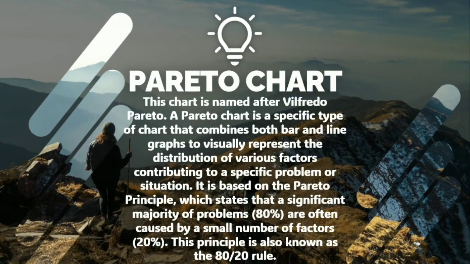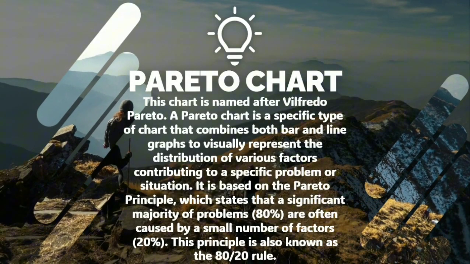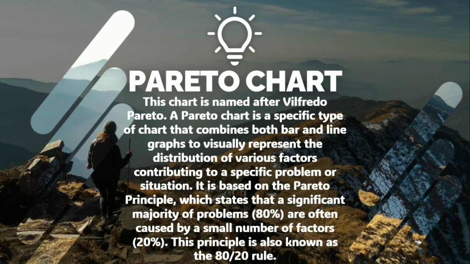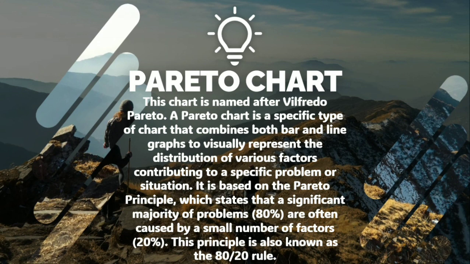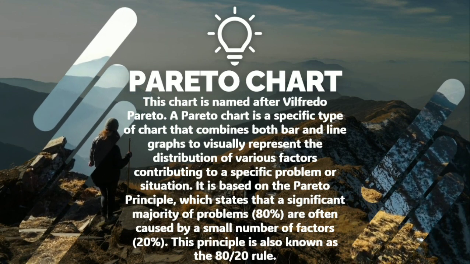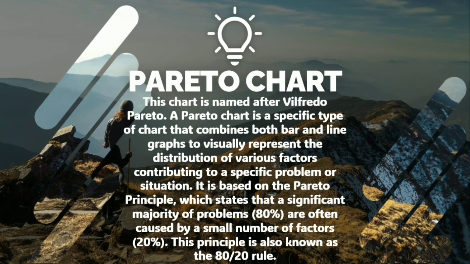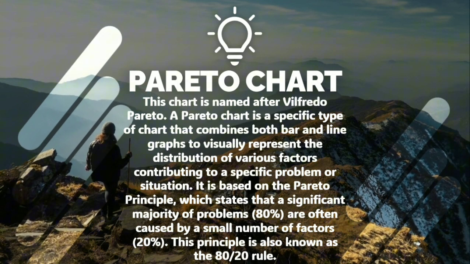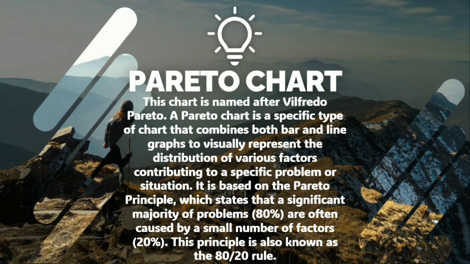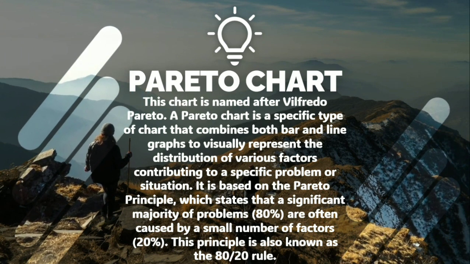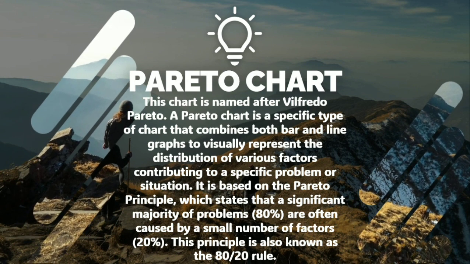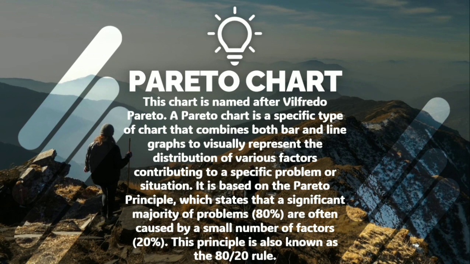A Pareto chart is a specific type of chart that combines both bar and line graphs to visually represent the distribution of various factors contributing to a specific problem or situation. It displays categories in descending order and the line chart representing the cumulative amount. The chart effectively communicates the categories that contribute the most to the total. Frequently, quality analysts use Pareto charts to identify the most common types of defects or other problems.